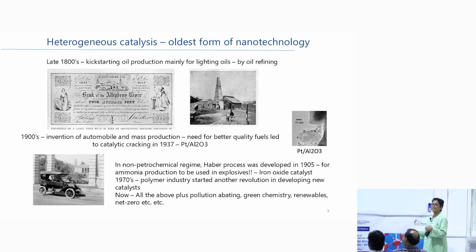So all that is there, and green chemistry, renewables, net zero is something which you may be hearing a lot now, how to recycle. So you produce CO2, but you recycle CO2 into a fuel. So that whole thing becomes a net zero process. So all these things are now being done, but using mainly heterogeneous catalysts. So that is the importance I just wanted to show you.